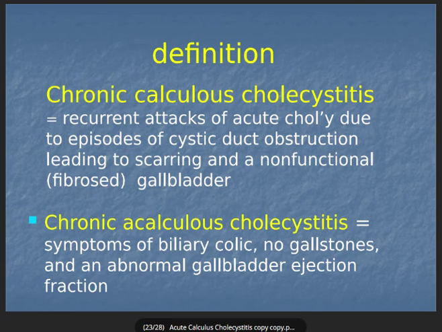The last entity I want to talk about is chronic, the same, but acalcular. بنقولها chronic acalcular cholecystitis. Now this is cholecystitis, but the cause is no stones and it's chronic. You don't see the manifestations of acute on ultrasound and on examination. This is a rare entity لكنها موجودة.